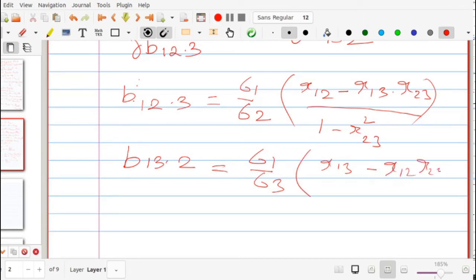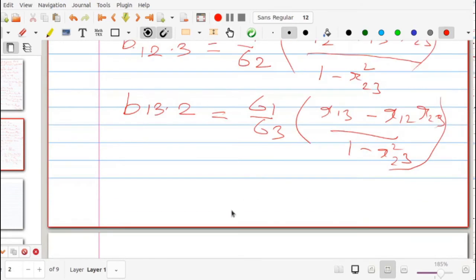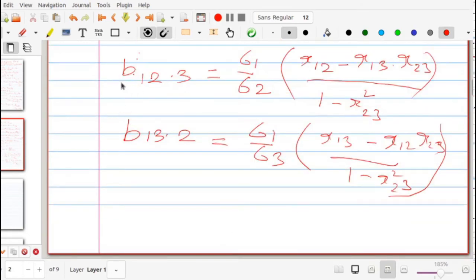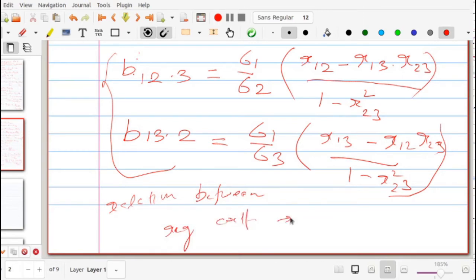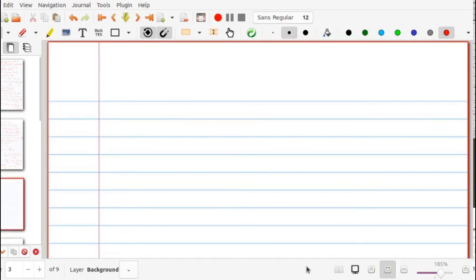R1 to R2 3 divided by 1 minus R square to 3. So I'll show you why we need these values. So what are these two things? These are basically the relation between regression coefficients and correlation coefficients, right? So this is very important. Now we'll move to one more phase.